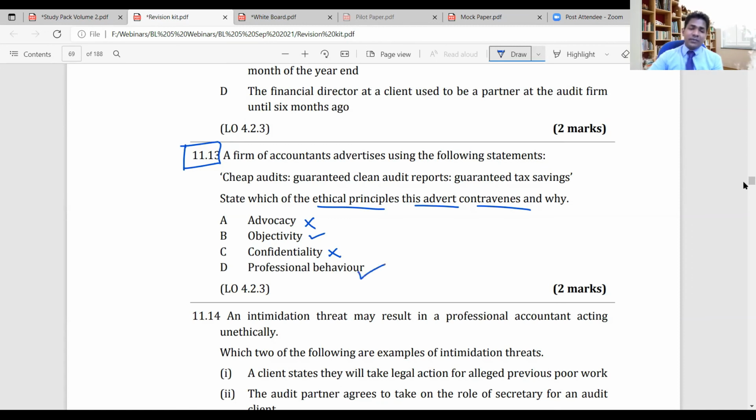And professional behavior. Now we have 2 to be selected out of 4. If you have learned properly, you know this is a behavior of the accountant, where the accountant should not bring the chartered accountancy profession into disrepute. So it is a very simple, straightforward question, 1.13.